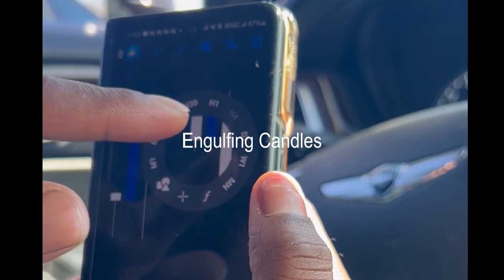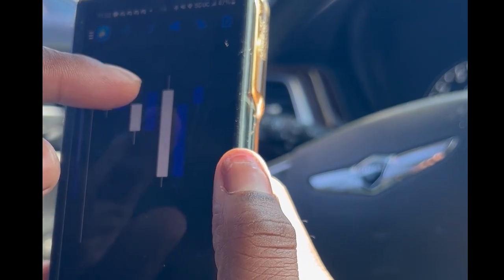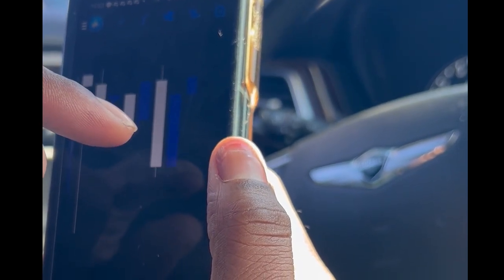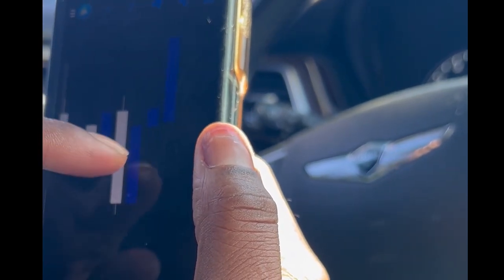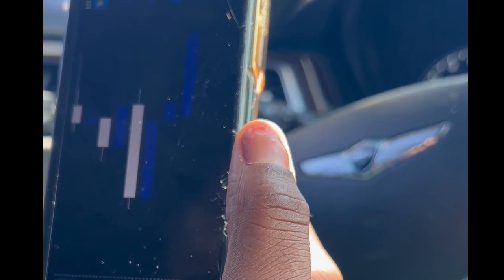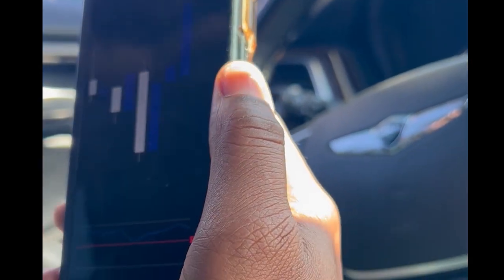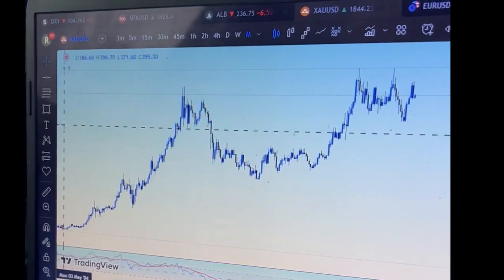Blue engulfed the white. And then here, the white engulfed the blue. What happened here? It went up, but it failed to engulf it. That's how you understand engulfing candles. Right here is how it looks on the monthly.